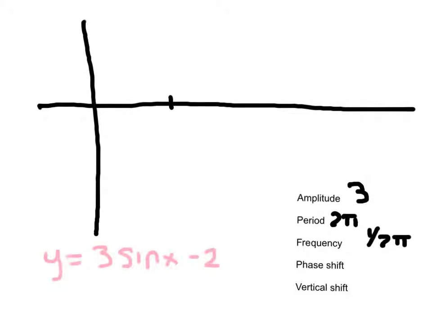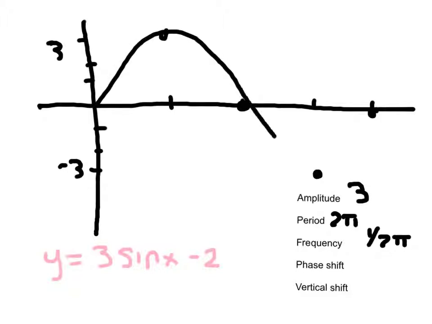So I'm going to start off with my 4 hash marks, and I'm going to go up to 3, back down to 0, back down to negative 3 at 270 degrees, and back up to 1. So there's my sine function. This new sine function is the same, it's just shifted down.